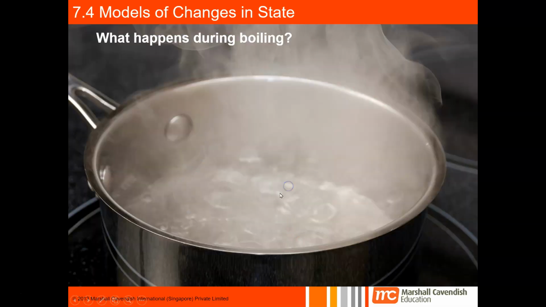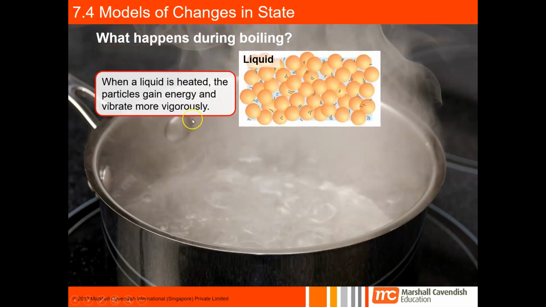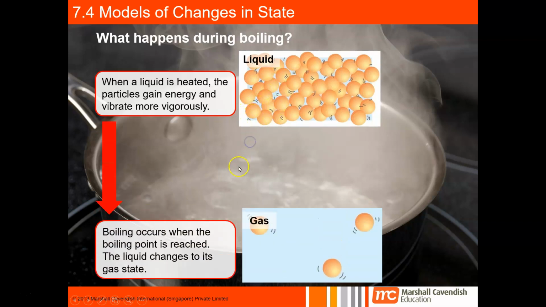So lastly, what happens during boiling? When a liquid is heated, the particles would gain energy and vibrate more vigorously. So you can see here that this is a liquid and they are starting to become more energetic and vibrate more vigorously. So the boiling point is reached. Boiling will occur when the boiling point is reached, and then the liquid will change to its gaseous state.